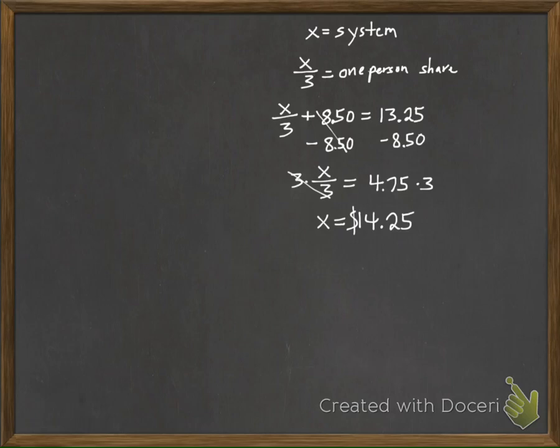Yes, because this time the question is, how much does the system cost? And X is the cost of the system. So this time when we found X, we have actually found our answer. But always make sure you double check that you're answering the actual question they're asking. All right.